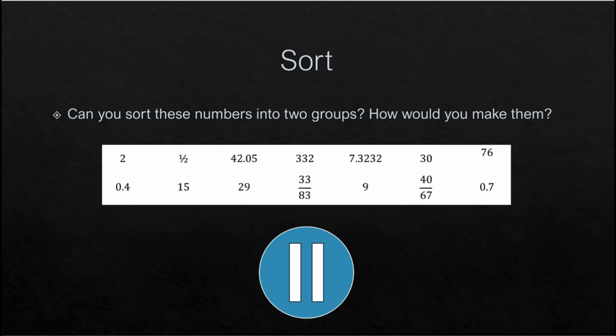I wrote a bunch of numbers here, and I want you to sort these into two groups. So pause the video and think about how would you make two groups from this group of numbers?